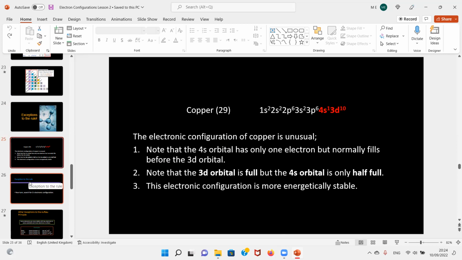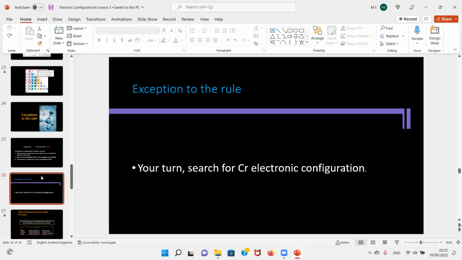The other element that doesn't follow the rule as well is chromium. For chromium, I would like you to search it and write it down. During the next class, the Q&A class, I will look at your answers to check them. So this is, again, sort of a homework for yourself to look up.